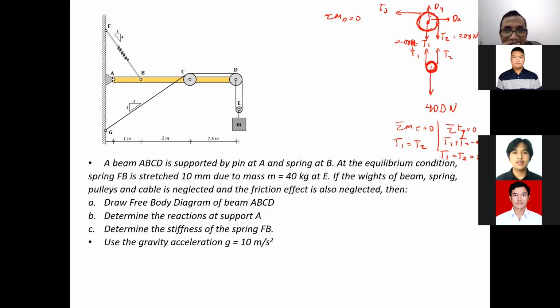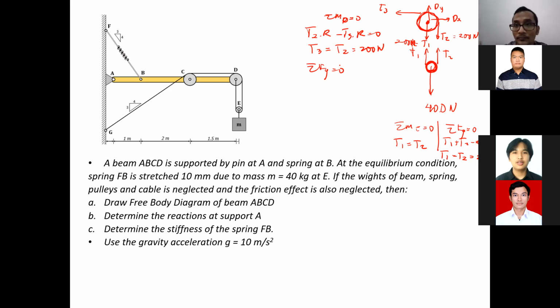T3, dy, right? Equals T1 plus T2. Sigma moment at D, so at the center. T2 multiplied by R minus T3 multiplied by R equals 0, right? So what we get is T3 equals T2 equals 200, right? Okay. Now, using sigma Fy equals 0, what do you have there?